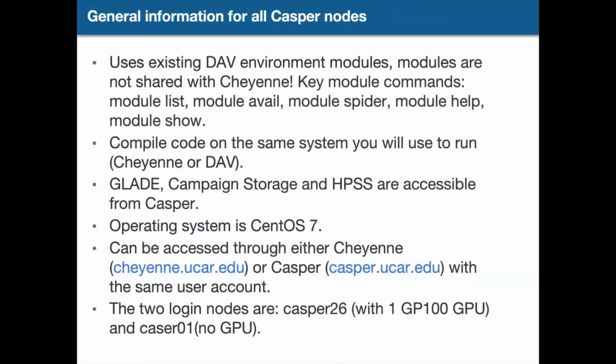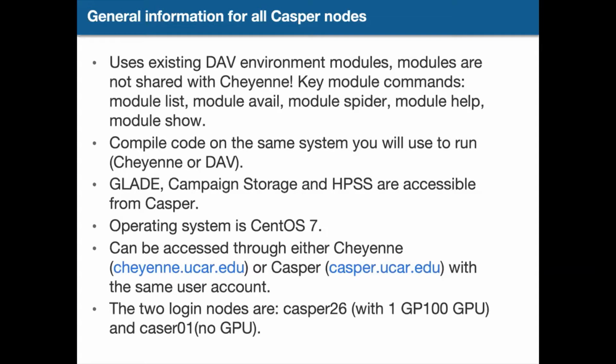So here is some general information for all Casper nodes. On Casper, on the DAV cluster, we use the existing DAV environment modules. The modules are not shared with Cheyenne. So you have the Cheyenne modules for Cheyenne, and you have the DAV modules for the DAV Casper cluster. Some of the key module commands are module list, module avail, module spider, module help, module show. Generally, we suggest you compile your code on the same system you will use to run on. You compile on Casper if you want to run on Casper. You compile on Cheyenne if you want to run on Cheyenne.